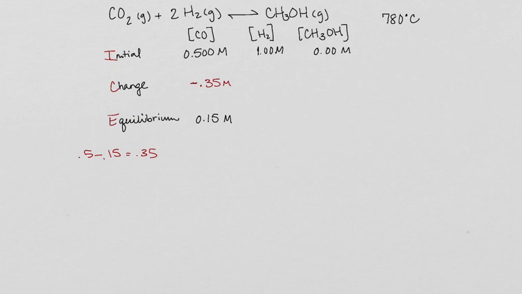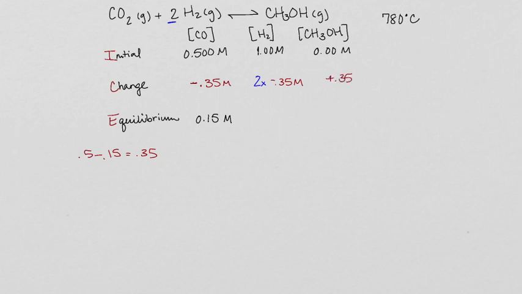Now we look at our equation up here, and we see that for every 1 mole of carbon monoxide, we have 2 moles of hydrogen. So our change for hydrogen must be 2 times this value. And that comes from the mole ratio. So it's 2 times negative 0.35. So that would be our change there. And then we look again at our equation up here, and we see that for every mole of carbon monoxide, we get a mole of methanol. And so we know that we must have gained 0.35 molar of methanol.